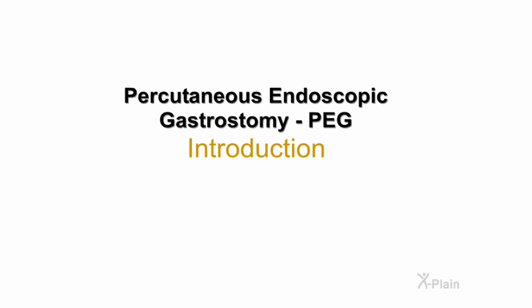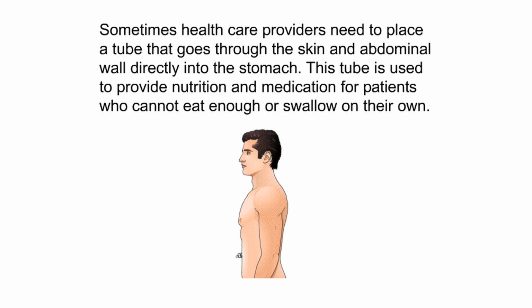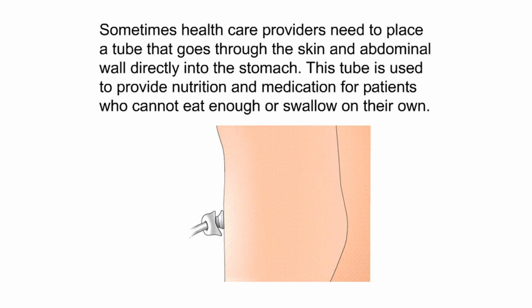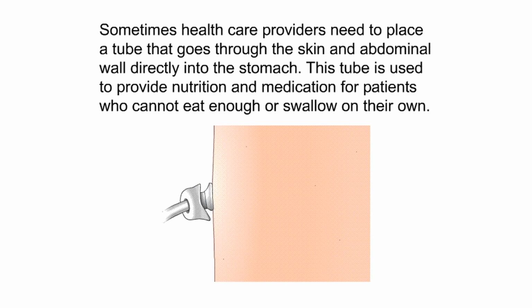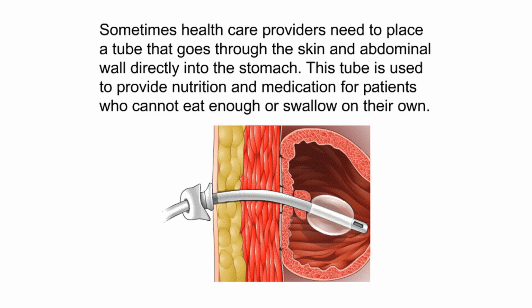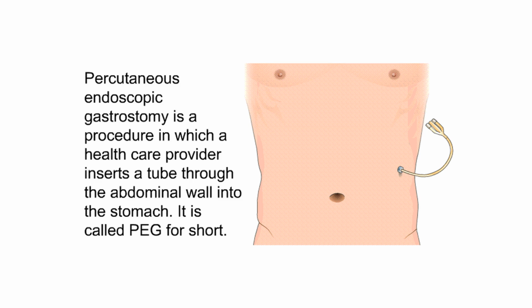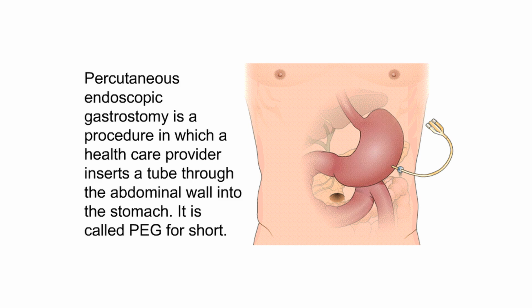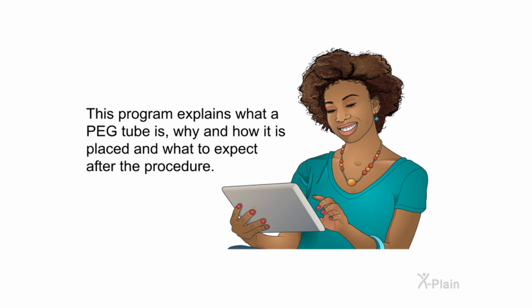Percutaneous Endoscopic Gastrostomy, PEG. Introduction. Sometimes healthcare providers need to place a tube that goes through the skin and abdominal wall directly into the stomach. This tube is used to provide nutrition and medication for patients who cannot eat enough or swallow on their own. Percutaneous endoscopic gastrostomy is a procedure in which a healthcare provider inserts a tube through the abdominal wall into the stomach. It is called PEG for short. This program explains what a PEG tube is, why and how it is placed, and what to expect after the procedure.